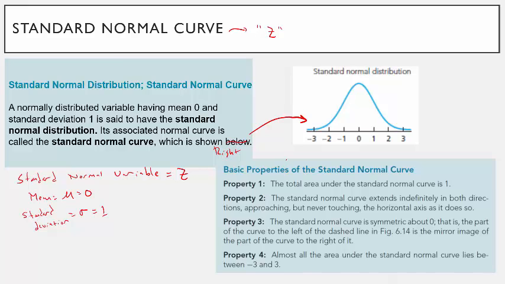This standard normal curve has the same properties as all normal curves. The only thing that's really great about it is it just has a mean of 0 and standard deviation of 1. So just some important properties. The total area under the standard normal curve is 1. That's how we relate it to a probability distribution.